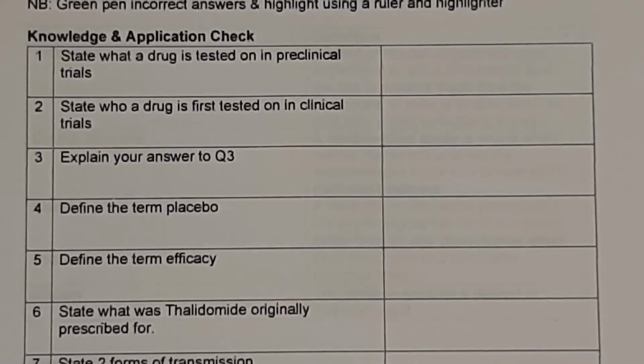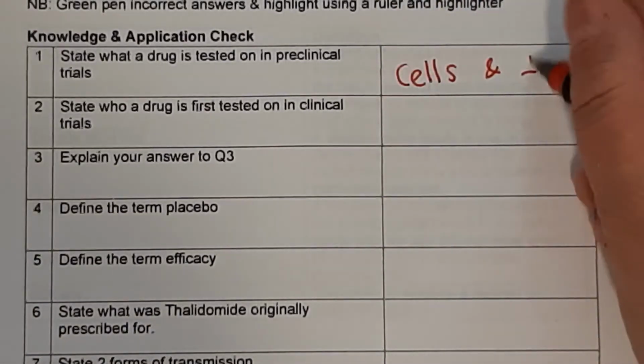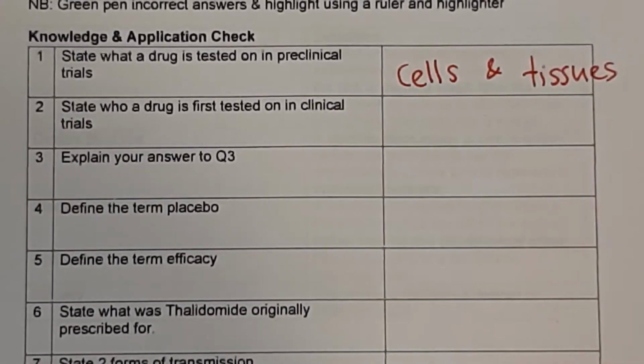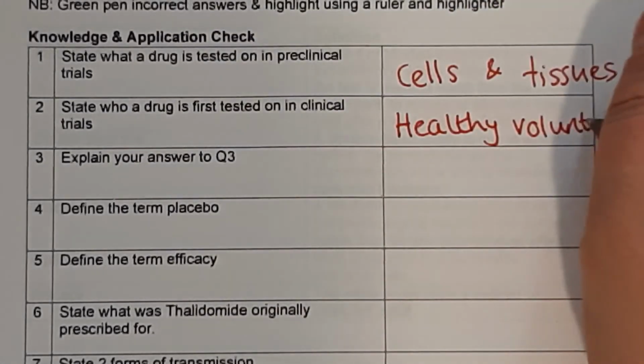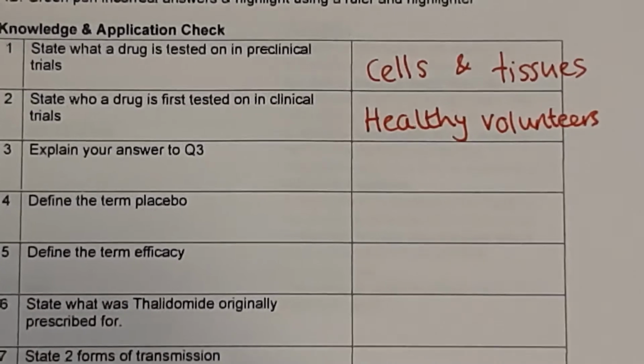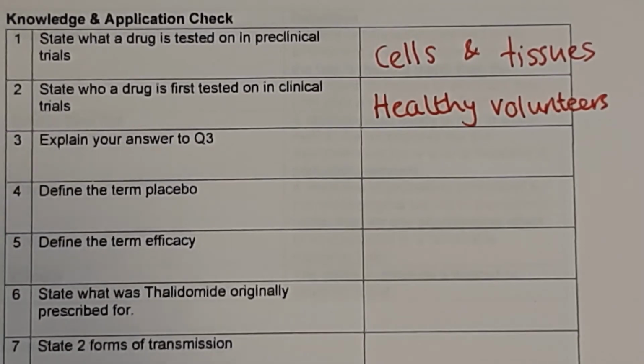Okay, let's go through those questions. Question 1. State what a drug is tested on in preclinical trials. So that would be cells and tissues. Question 2. State who a drug is first tested on in clinical trials. So that would be healthy volunteers. And we say volunteers, and they do volunteer for it, but usually they are paid. Not lots, but a bit.